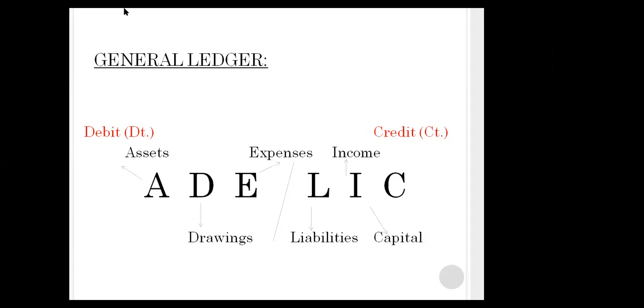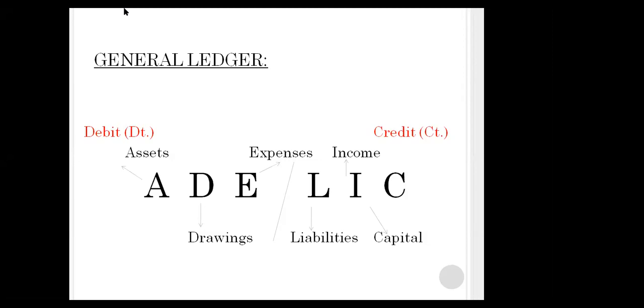Now if we check, the A is standing for assets, the D for drawings, the E for expenses, the L for liabilities, the I for income, and the C for capital. But if you take the first three, that means your assets, your drawings, and your expenses, those three you're always going to write on the debit side of the general ledger or the debit side of the T account. That means on the left-hand side. If it's going to be a liability, an income, or capital, then you're going to write it on the credit side or the right-hand side of the T account or the general ledger.